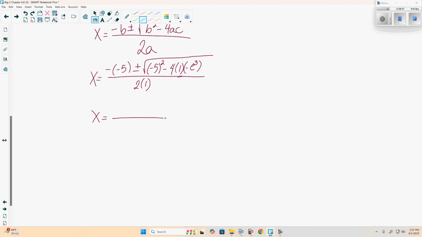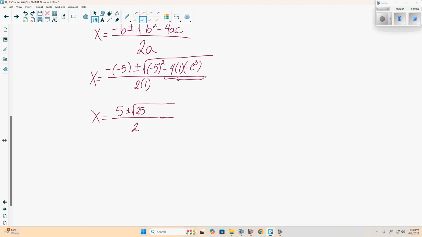Now, I personally think that'd be a lot to try to type in all at once, yes? Let's look at some of the things we can simplify. Negative negative 5, that's just 5. On bottom, 2 times 1 is 2. Let's look at inside that radical. Negative 5 squared, well, negative 5 times negative 5, 25.